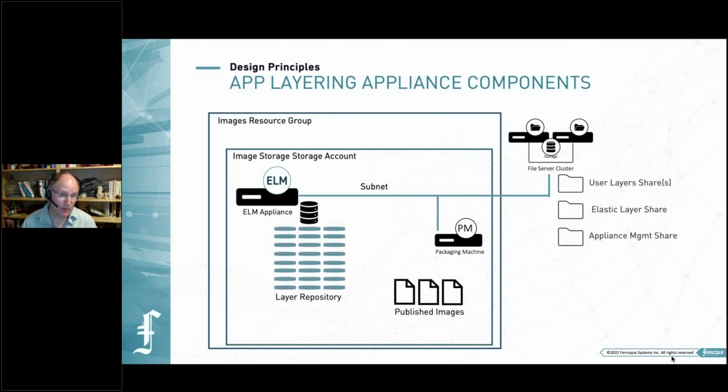App layering is driven by something called an ELM appliance. You get the appliance by going into Citrix and downloading it. It comes as a VHD plus a script that's used to install it. It includes, once it's installed, something called a layer repository. So that appliance has two disks. One's the boot disk. It's small, about 30 gigabytes. The appliance is a CentOS virtual appliance. And then there's a big disk.